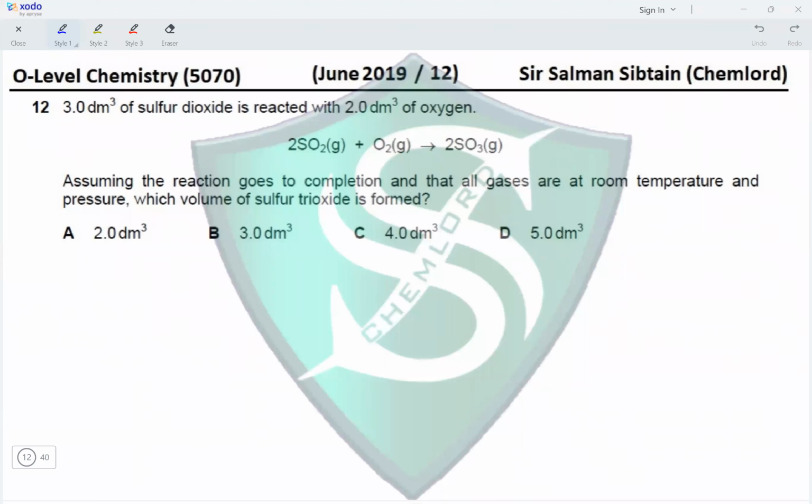Question 12. 3 dm cube of sulfur dioxide is reacted with 2 dm cube of oxygen, and the equation is given. Assuming the reaction goes to completion and that all gases are at room temperature and pressure, which volume of sulfur trioxide is formed? So according to the molar ratio, we have 2 moles of SO2 producing 2 moles of SO3.